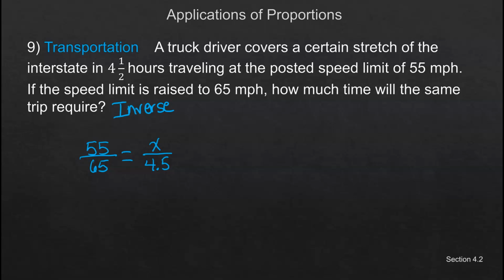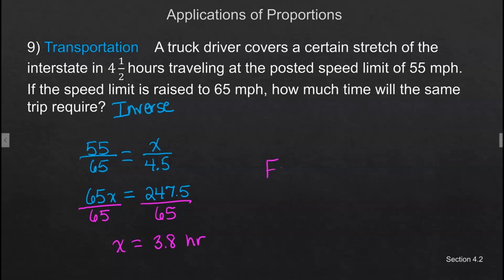So 65 times x, 55 times 4.5, that's 247.5. We divide by 65 to solve. And x equals 3.8 hours. And so remember this, faster speed equals less time.